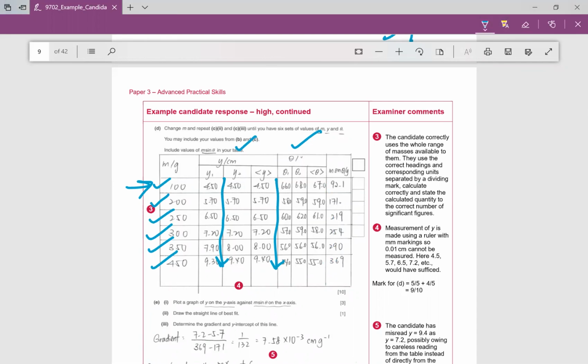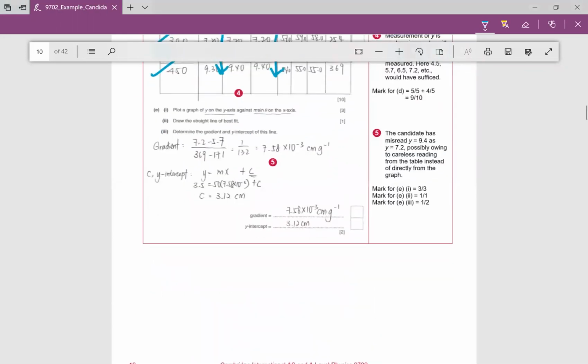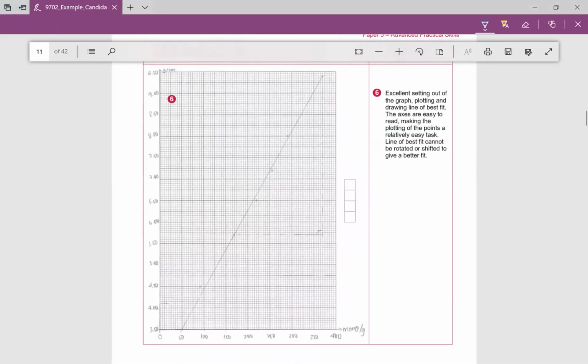Now, moving on, we move to the graph. So you've taken 6 readings, you have taken their averages, you have taken care of the decimal places, you've taken care of the significant figures. What next?